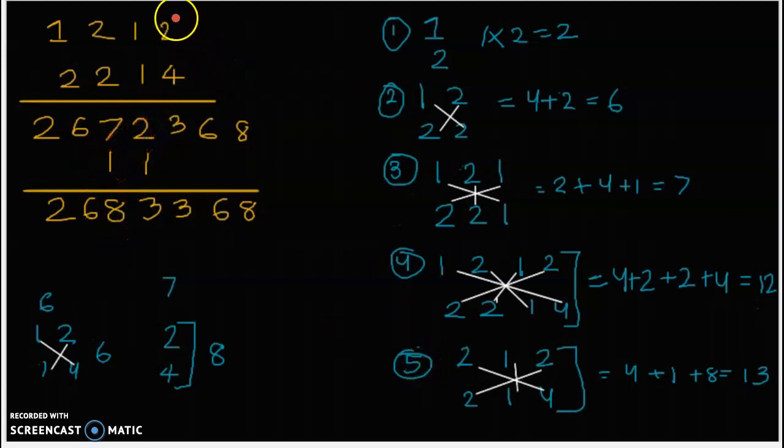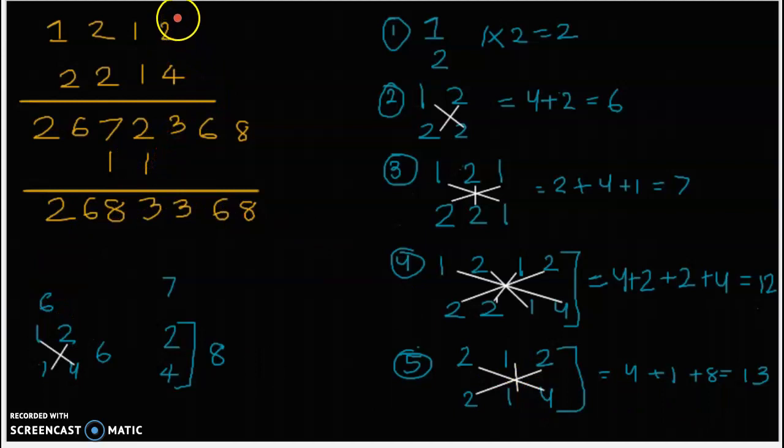Next, we will take last 3 digits, 212 and 214, as you can see here, and follow the same process which we followed in step 3. Cross multiply. 2 times 2, that gives you 4. 1 times 1, that gives you 1, and 4 times 2, that gives you 8, and add them together, you get 13, and write 13 like this.